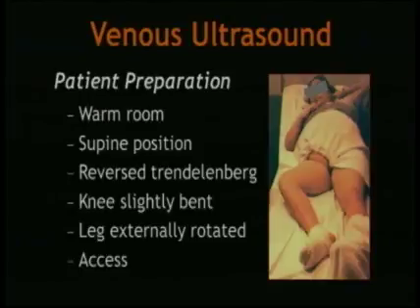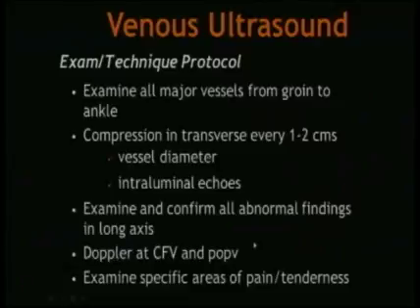A warm room, I think, is appropriate in that it allows the vessels to vasodilate and allows us to see the veins much more readily. We test our patients in the supine position with the patient in reverse Trendelenburg, and that is with the head higher than the feet, with the knee slightly bent and the leg externally rotated, and this gives us access to all of the vessels of interest from the level of the groin all the way down to the ankle.